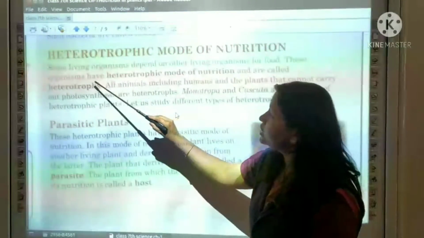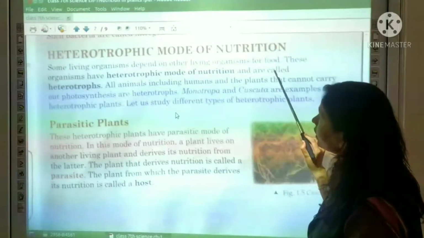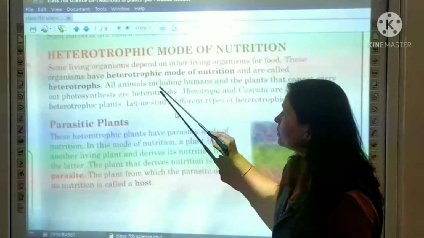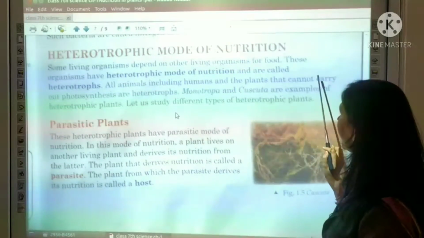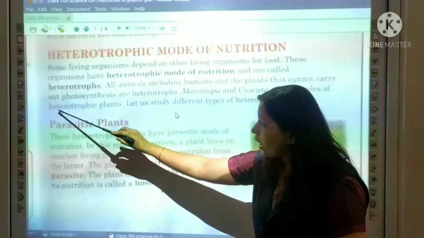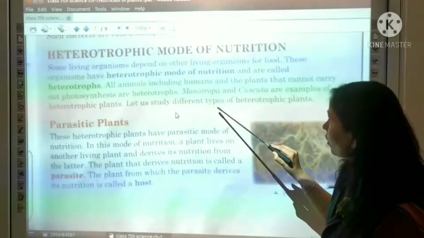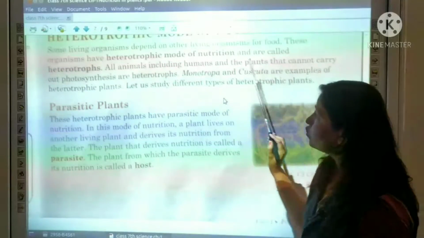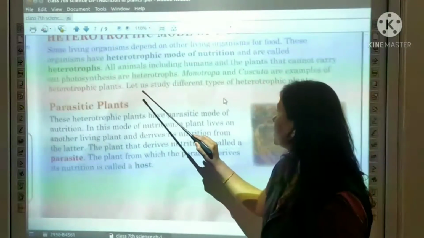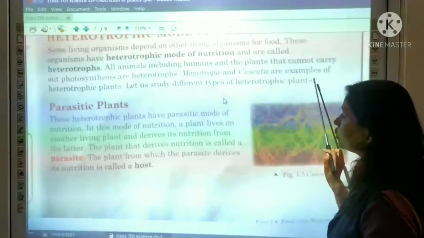These organisms have heterotrophic mode of nutrition and are called heterotrophs. All animals including human and the plants that cannot carry out photosynthesis are heterotrophs. Monotropa and Cuscuta are examples of heterotrophic plants. Let us study different types of heterotrophic plants.